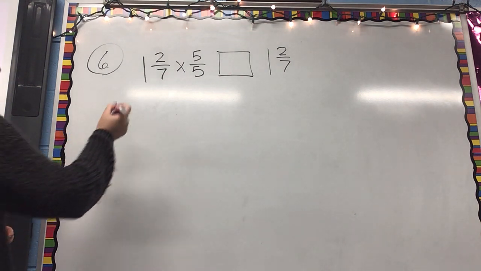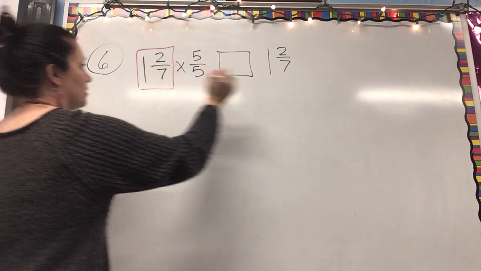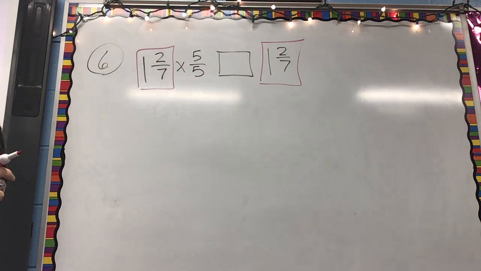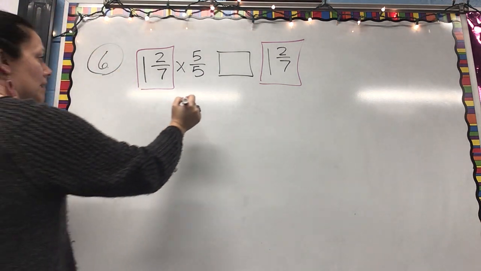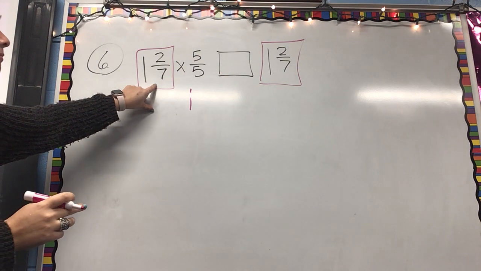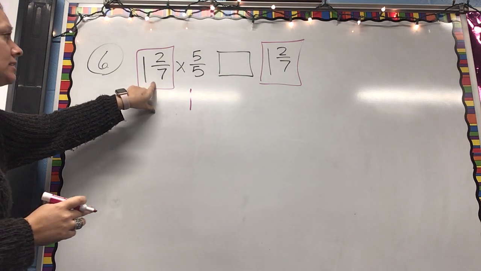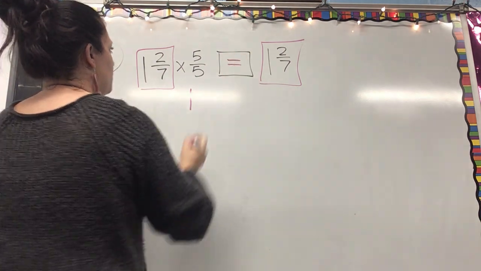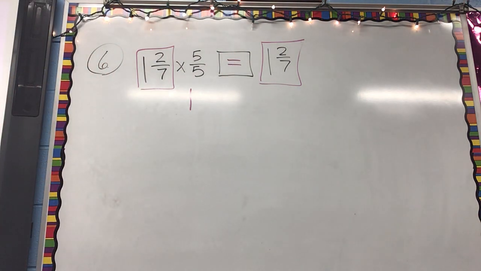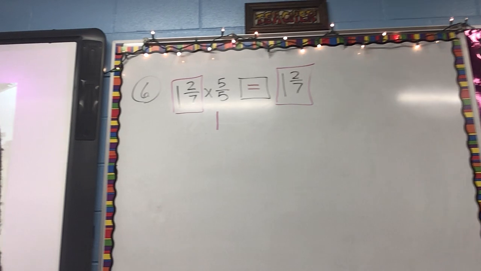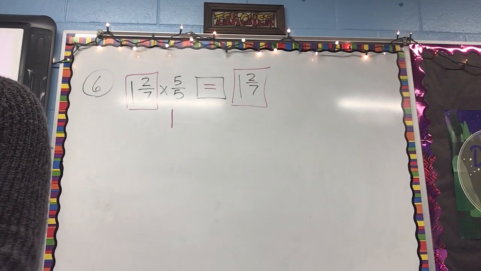Both sides have what? 1 2/7, but this side is getting multiplied by 5/5, which is the same as 1. When you multiply anything by 1, does it change this number then? No. It stays the same. So both sides are equal. Each side then is going to be 1 2/7. Very nice.